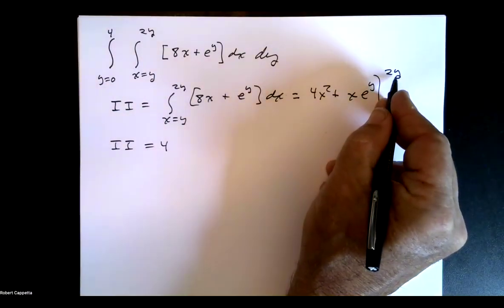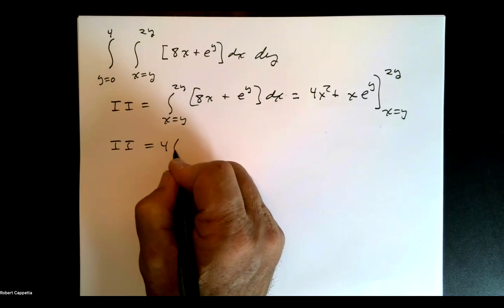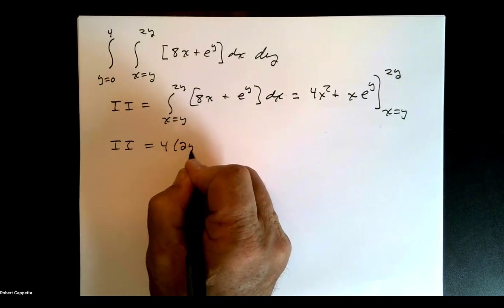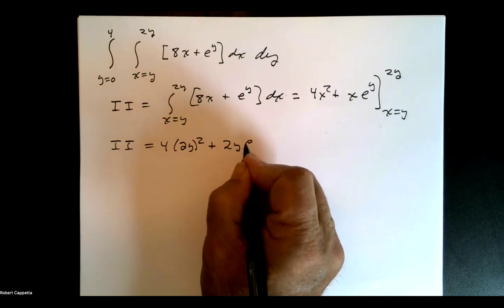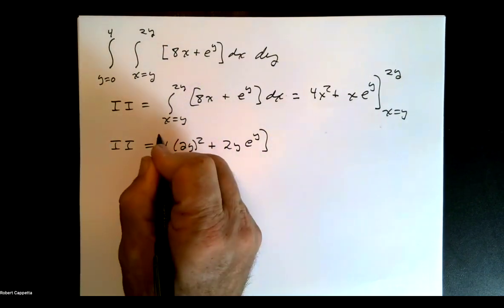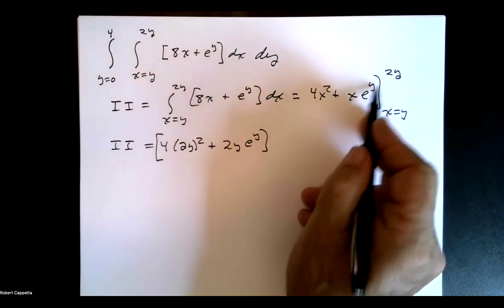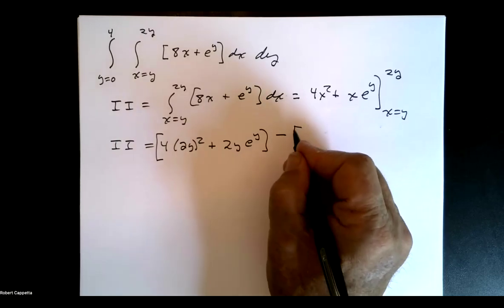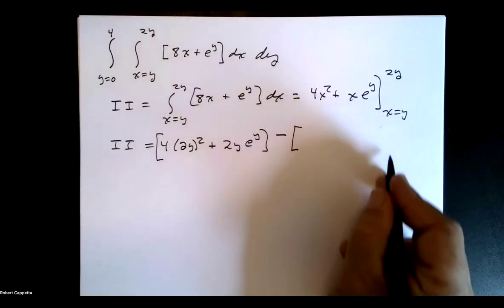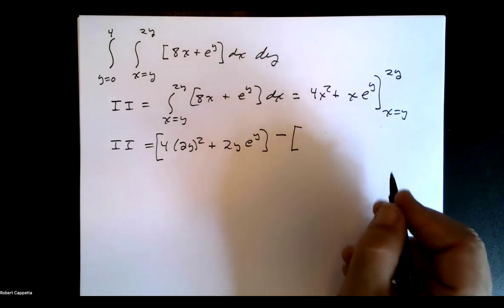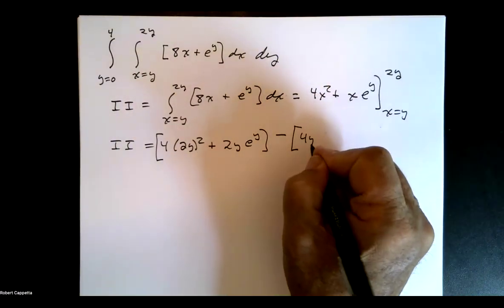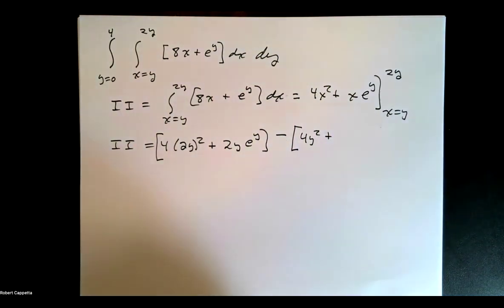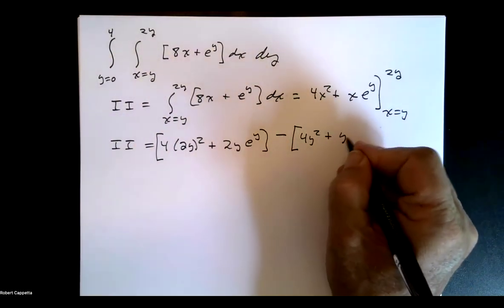What does that give me for my inner integral? x starts at 2y, so let's plug in 2y for x. 4 times (2y) squared plus 2y e to the y. Plugging in 2y for both x's, minus. Now plug in y for x. What do we get? We get 4y squared plus y e to the y.